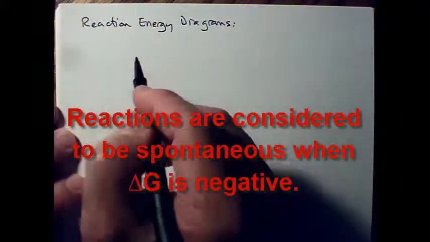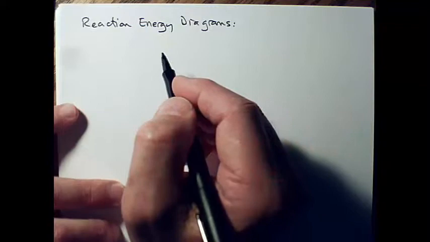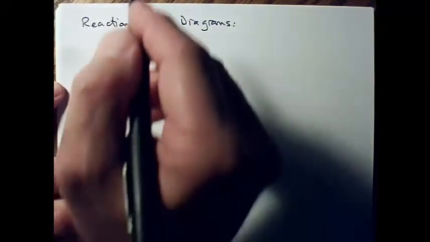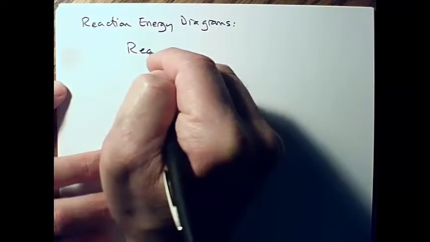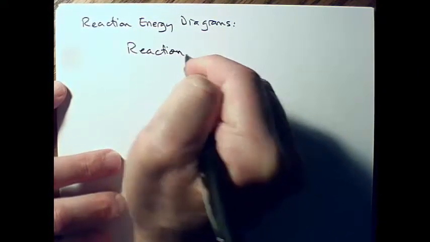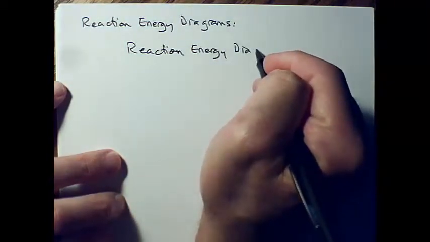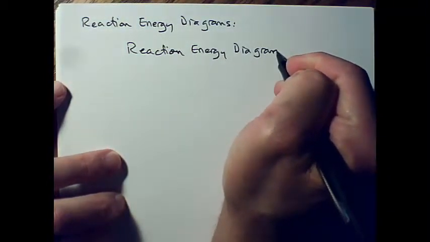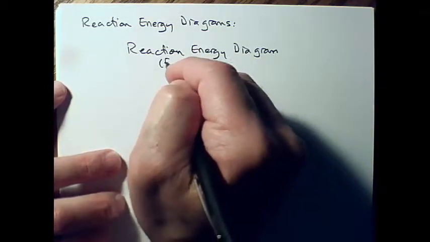Now, I want to first explore what's happening with an exothermic reaction. What does exothermic mean? It's releasing energy. Okay? So we're going to create a reaction energy diagram for an exothermic reaction.